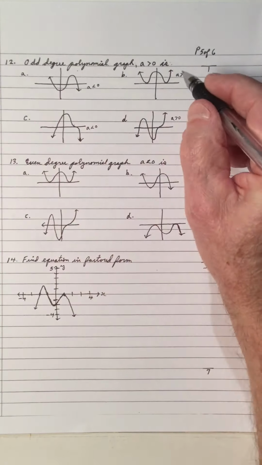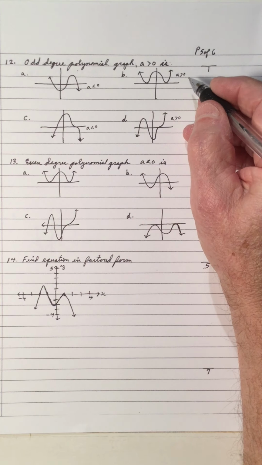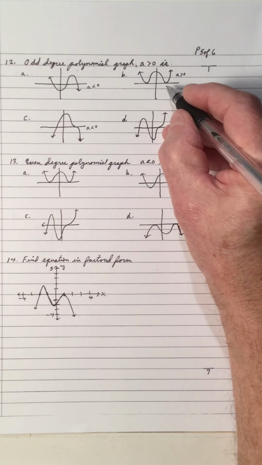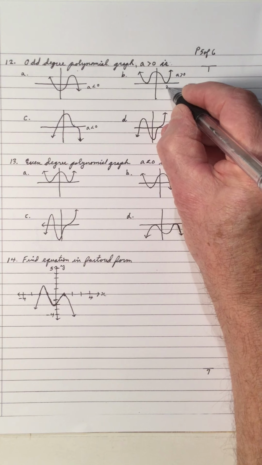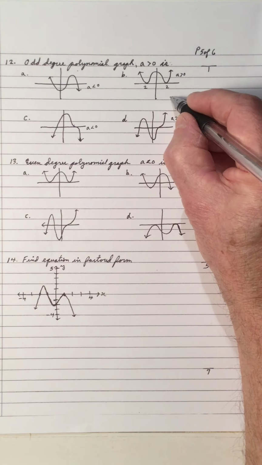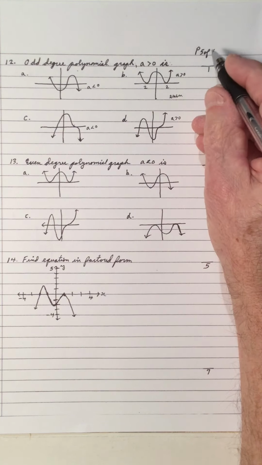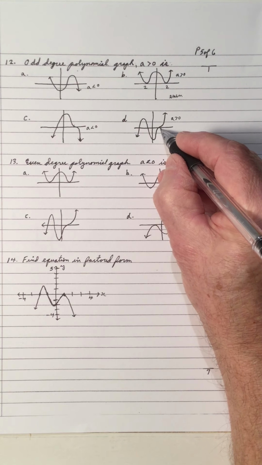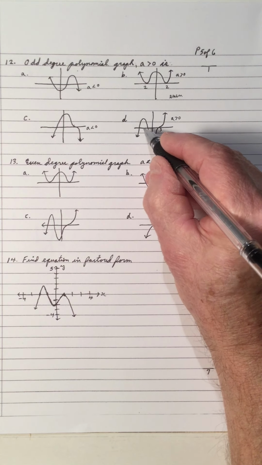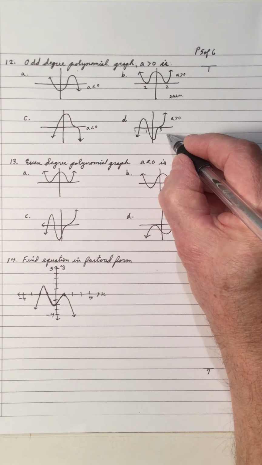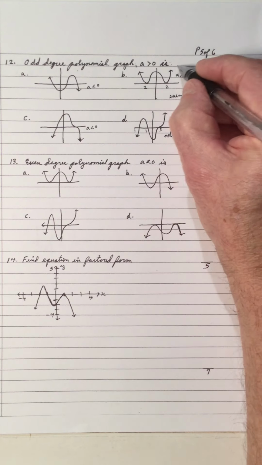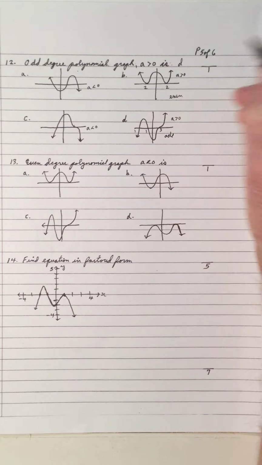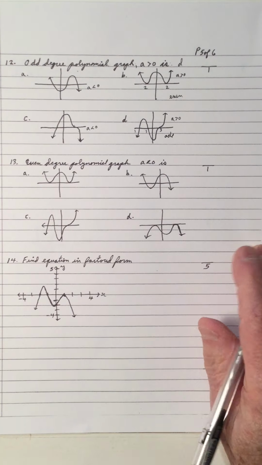And it's an odd. Odd means the degree is 1, 3, 5, etc. So that's a 2 because it's a parabola. That's a 2, that's a parabola. So that's even. And this one is 3. That's a linear 1. That's a linear 1. That's a 5. So that's odd. So the answer to this one is D. Give yourself a mark if you got D.